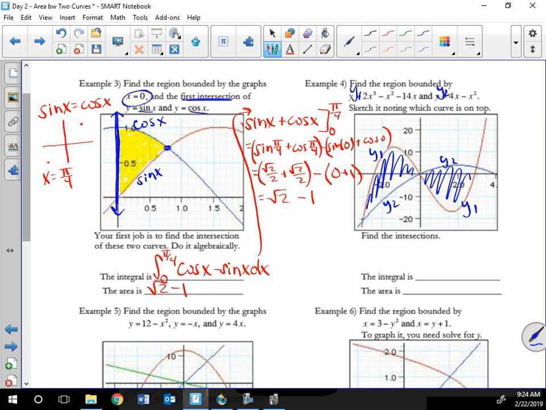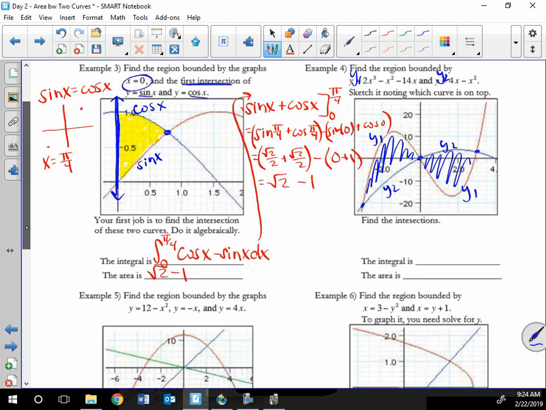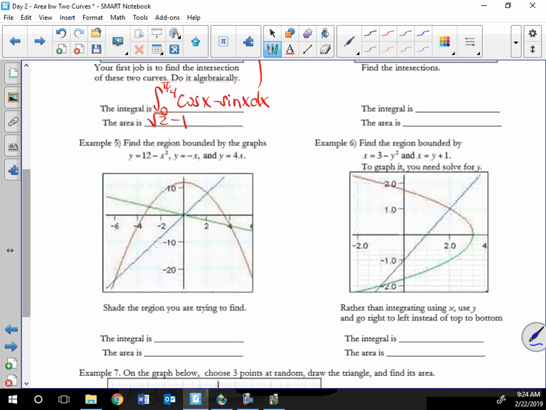How would I again find my intersection points here? What would I have to do? Yep, set them equal. You probably have to factor to solve them. But I want to go ahead and take a look at example 5, because it starts to look a little crazy here.